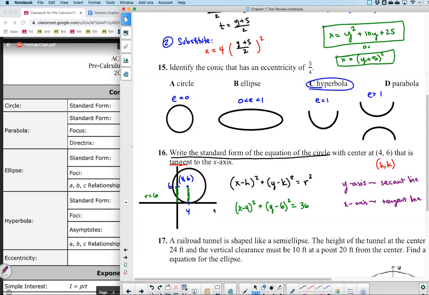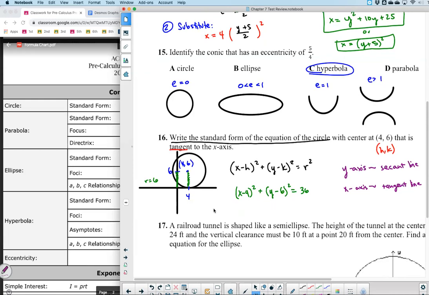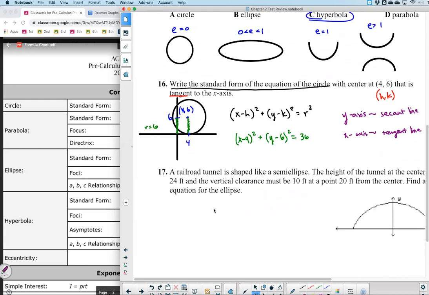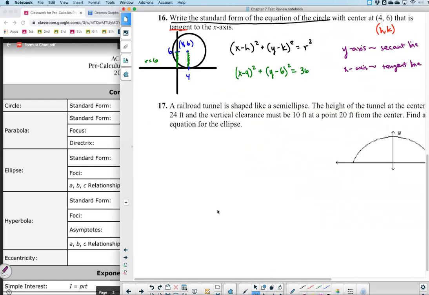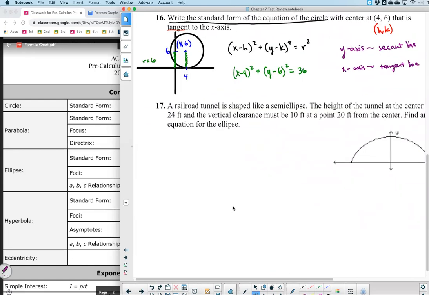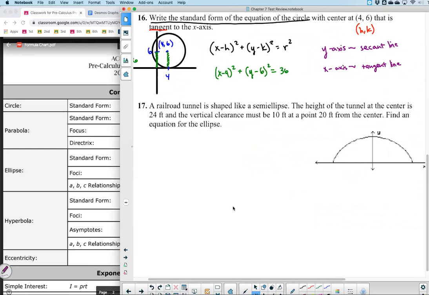All right, let's take a look at 17 here. It says a railroad tunnel is shaped like a semi-ellipse. That means half of an ellipse. The height of the tunnel at the center is 24 feet. I'm going to go to my drawing and say the height of this is 24 feet. They don't give us a point here, so I'm going to label this as 0, 0. It'll make it easier. So I can just say the height here is 24 feet. It'll be 0, 24. Or the old way is by saying 24 feet right there.